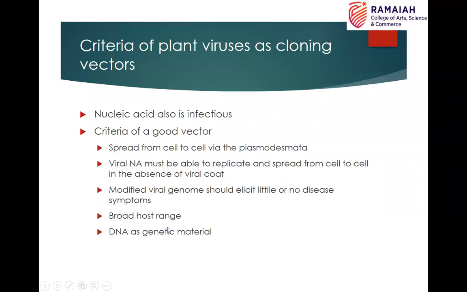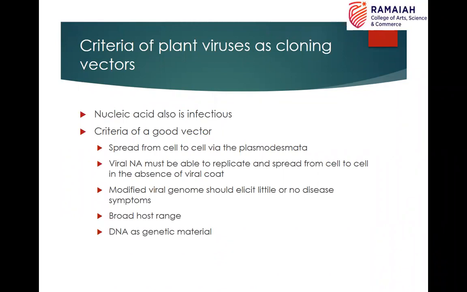So what are those criteria for a good vector? That virus should be able to spread from cell to cell via the plasmodesmata. Not only should it be infectious, it should be able to spread from one cell to another cell via plasmodesmata. These plasmodesmata are the channels that connect the cells in the plant.